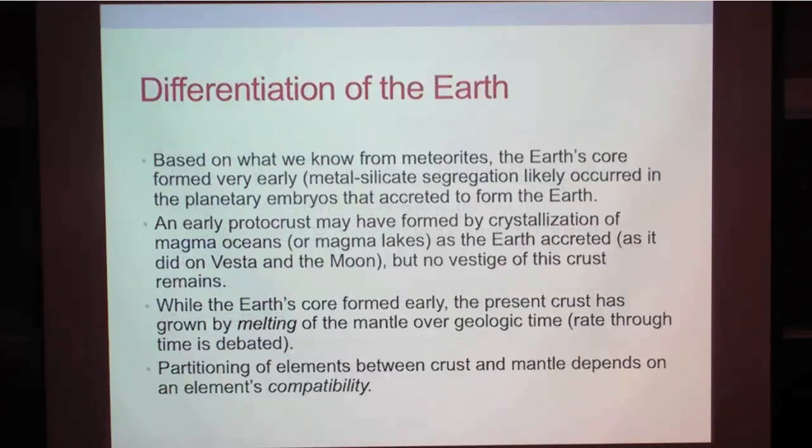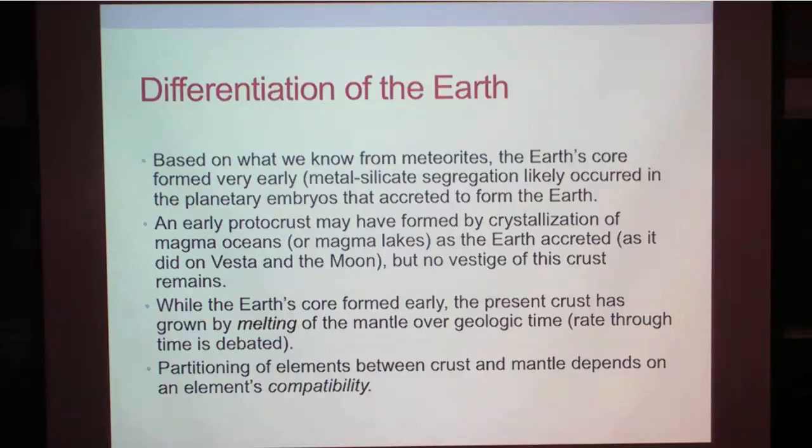Okay, so differentiation of the Earth. Based on what we know from meteorites, the Earth's core formed very early. We know this because asteroidal bodies differentiated cores very early, and that probably occurred in the planetary embryos that accreted to form the Earth rather than the Earth itself. Now, an early protocrust might have formed as well as a result of crystallization of a magma ocean. But there's no remnant of that early protocrust.